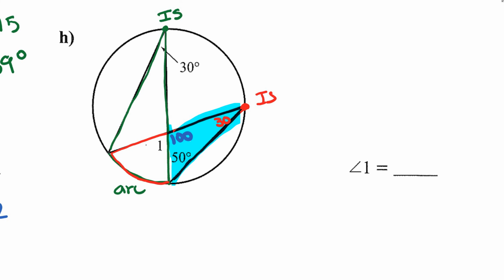And then I have angles on a line right there. It's one of the main properties that has come up a few times. So angle 1 has to be 80 degrees there.